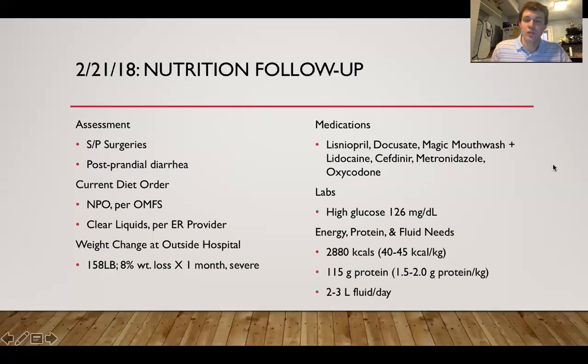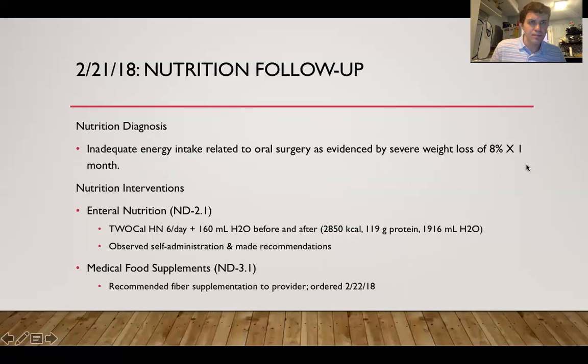So energy, protein, and fluid recommendations were all based on a combination of post-surgery, a pretty extensive surgery, cancer diagnosis, and also cancer treatment. He wasn't on treatment yet, but he's about to go on treatment. So that comes out to about 3,000 calories, 115 grams of protein, and 2 to 3 liters of fluid a day. My nutrition diagnosis for him was inadequate energy intake related to oral surgery, as evidenced by severe weight loss of 8% times 1 month.